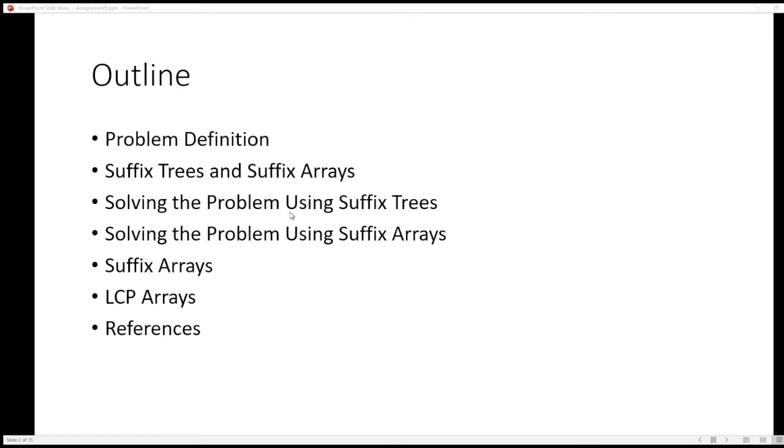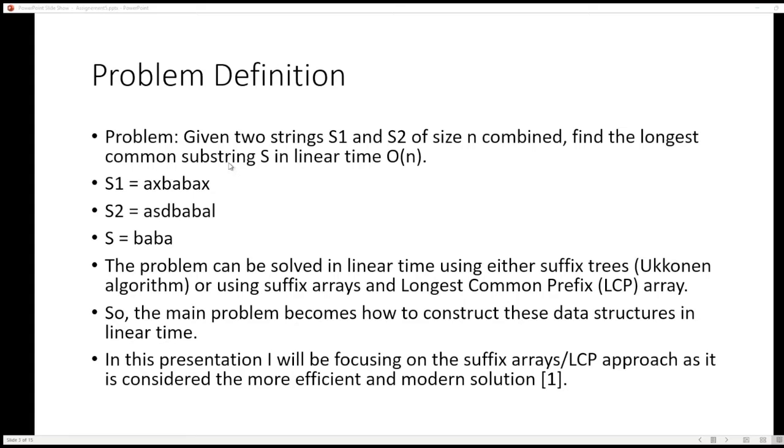And later I will explain the suffix array, what are they, how do they work, and how do we construct them in linear time. And I will also explain how to construct the LCP arrays in linear time as well. So what is the longest common substring problem?